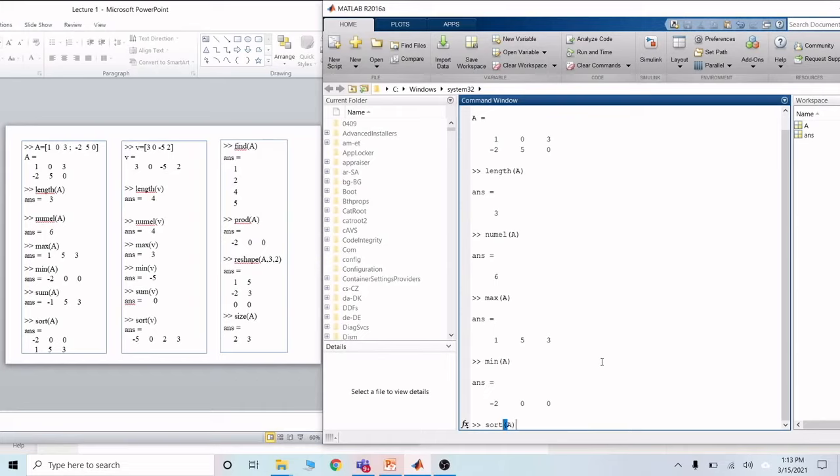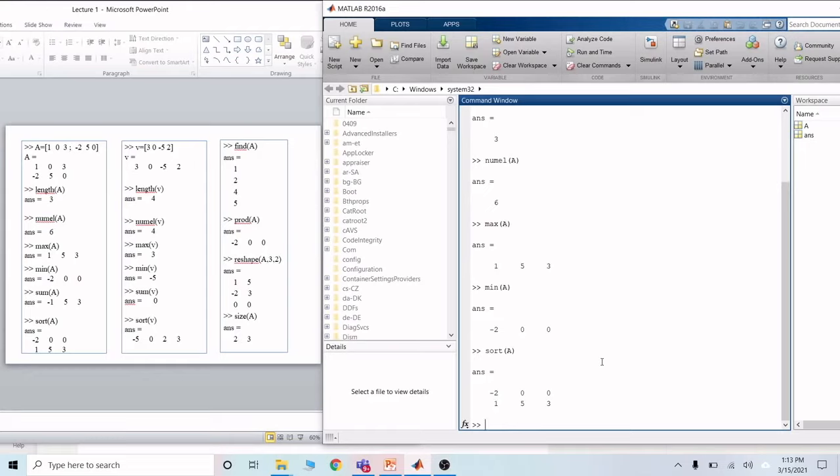Okay. sort. It will sort each column from minimum to maximum in increasing order. First column: -2, 1. Second column: 0, 5, already sorted. And third column is 3, 0, which will convert to 0, 3. So the first column is -2, 1, the second is 0, 5 as it is, and the third is 0, 3.